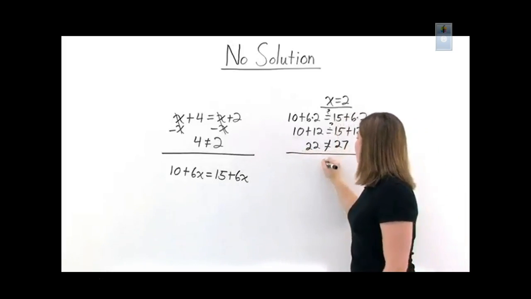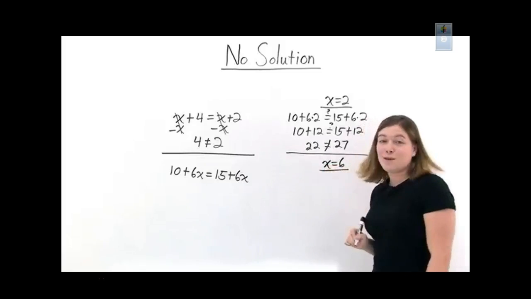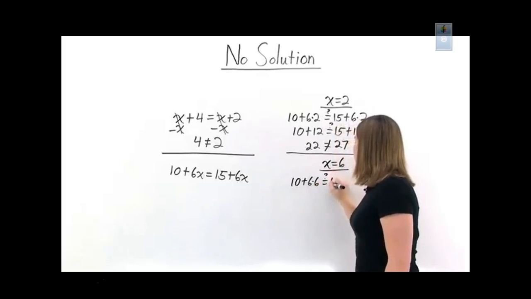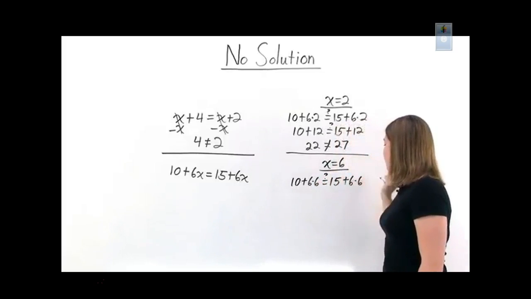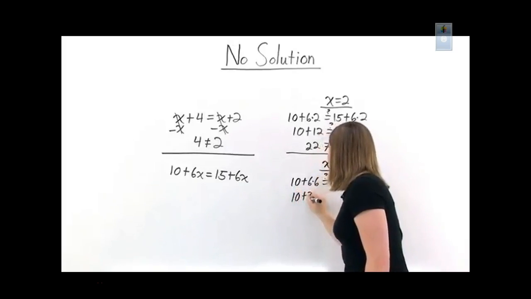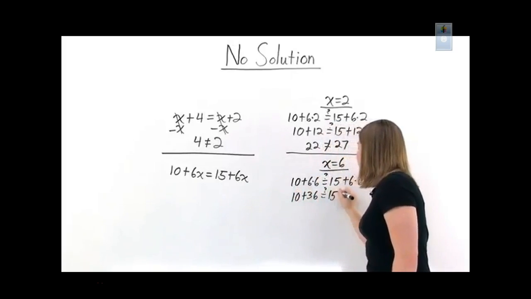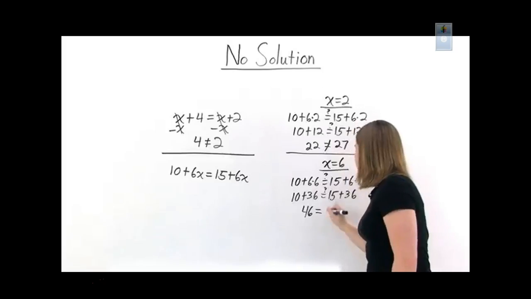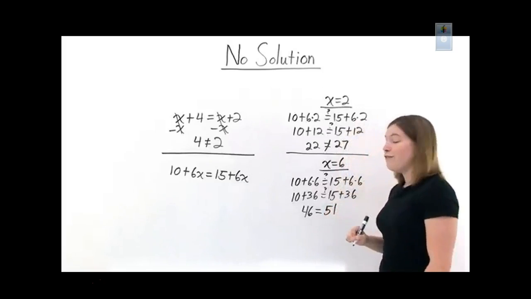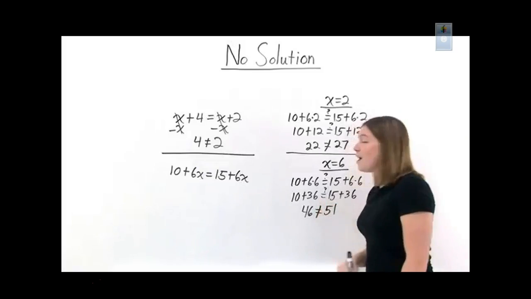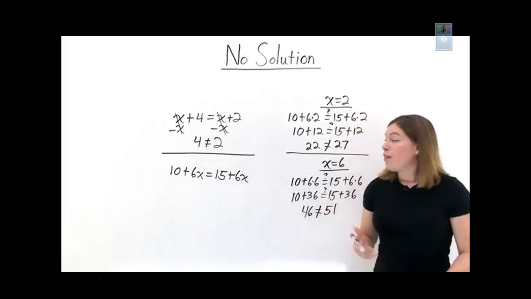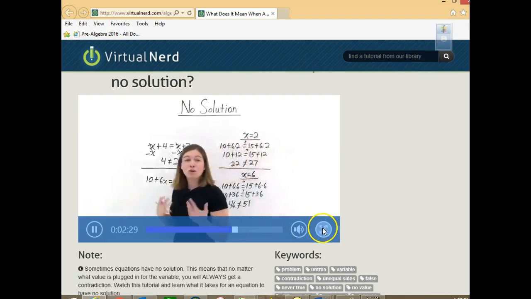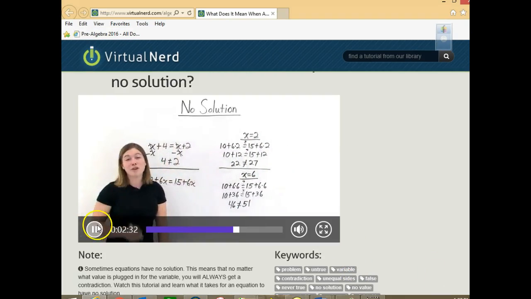But what if we pick a different value for x? x equals 6. Let's see what happens then. We get 10 plus 6 times 6, and does that equal 15 plus 6 times 6? Well, we have 10 plus 36. Does that equal 15 plus 36? 10 plus 36 is 46, and 15 plus 36 is 51. 46 does not equal 51. Another false statement. So this problem has no solution. No matter what value we pick for x, whether it be 2, 6, 105, we will never get a true statement.